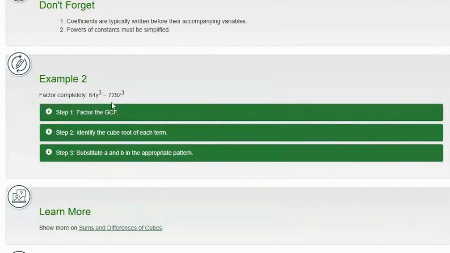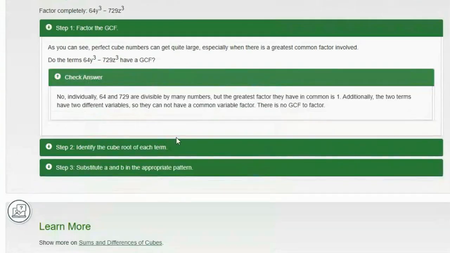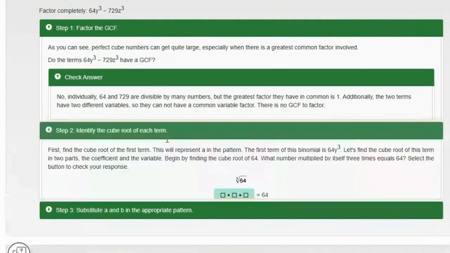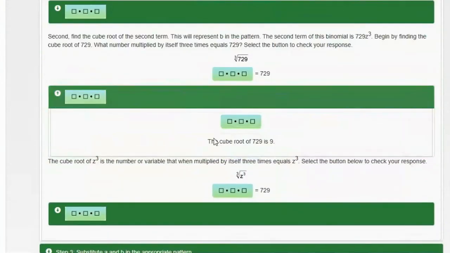All right, and there's another one. Again, you just have to factor out which number comes out of 64 and 729. Well, it says those don't have any common factors, but 64 is a perfect cube and 729 is a perfect cube. It's 9 times 9 times 9. Where do they get that? There it is, 9.